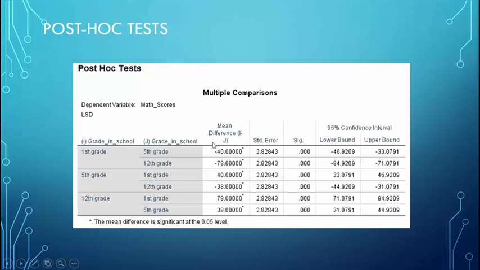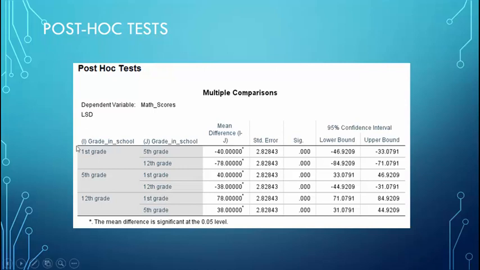The mean difference, this is negative 40. It's telling you that when you subtract the mean score, this was a 14, I think, for first graders, and a 54 was the mean for fifth graders. 14 minus 54, that's negative 40 points. First graders scored 40 points less than fifth graders. And then you just go to the significance column. This has to be less than 0.05, and in fact it is. It's saying that's a statistically significant difference. First graders scored significantly lower than fifth graders on math.